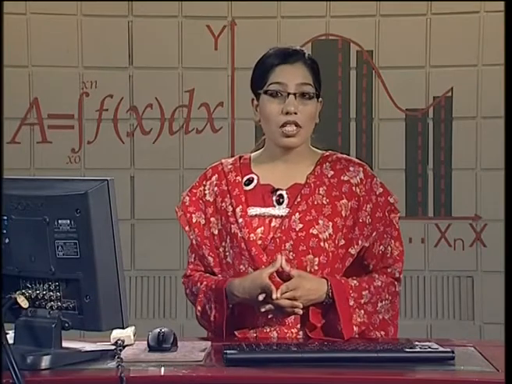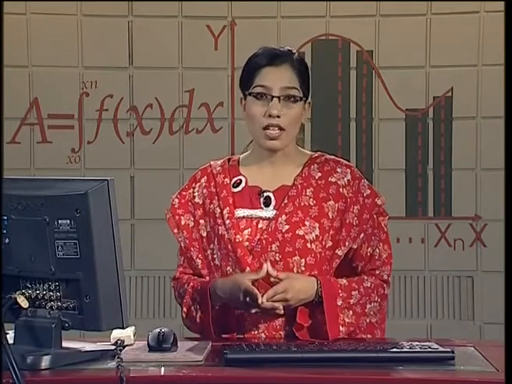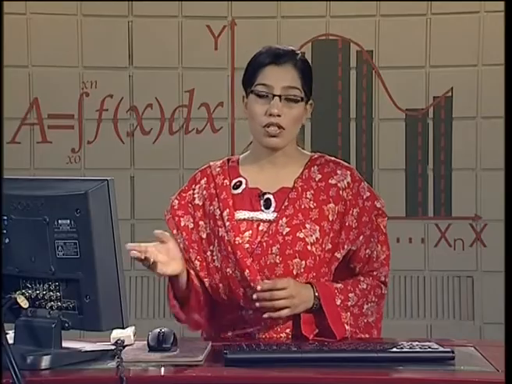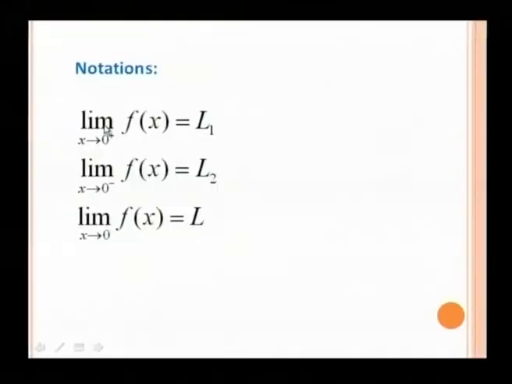Students, we will be using some notations for limit as well. You can see some notations of limit on the screen. If we have limit x tends to 0 plus of f of x is equal to L1, this is called a right hand limit. If we have limit x tends to 0 minus of f of x is equal to L2, it is called a left hand limit. Or simply limit x tends to 0 of f of x is equal to L.